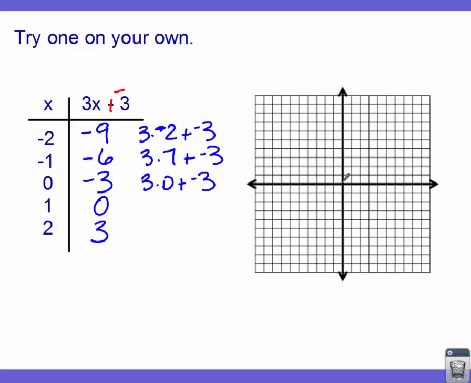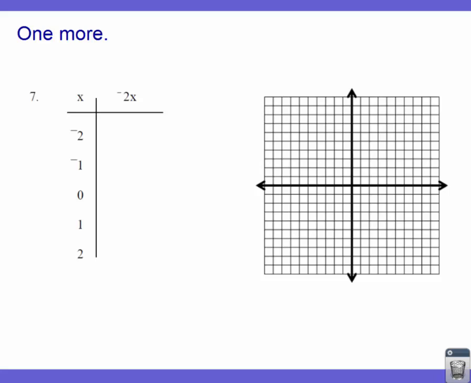So -2, -9, -1, -6, 0, -3, 1, 0, 2, 3. And then we play connect the dots. And that's what it should have looked like. And again, as I said, as that number increases, the graph gets steeper. Let's try one more.